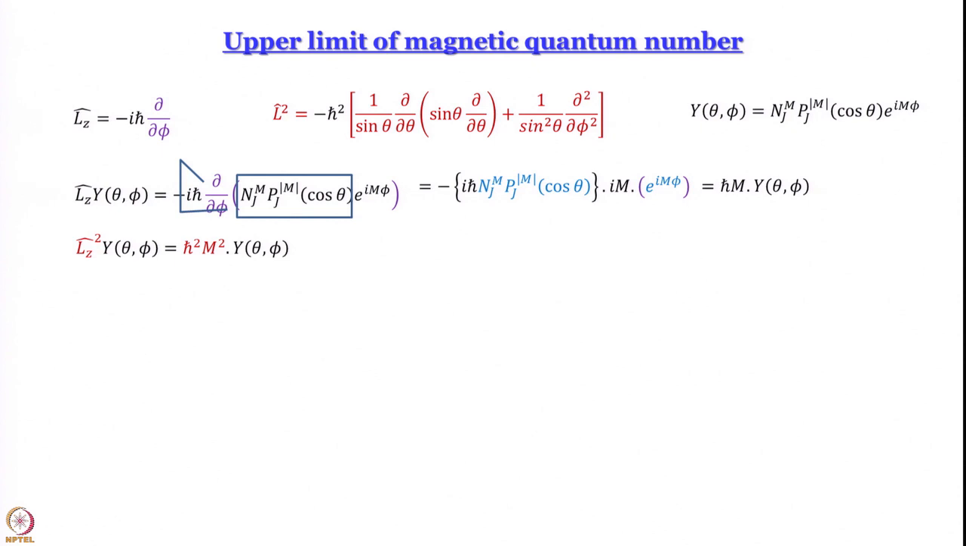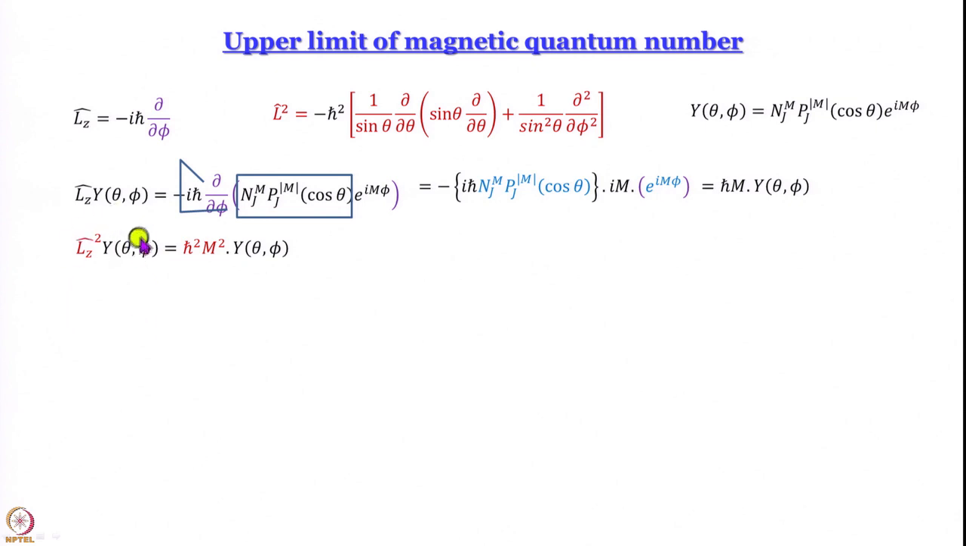Well, let us find out what Lz square is. What is Lz square? I do not need an operator for it because I know the eigenvalue. So, I just square the eigenvalue, that is what I will get. Do I square the wave function as well? No, please do not. It is not as if you are squaring both the sides.